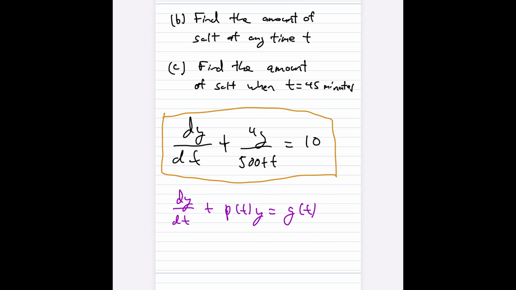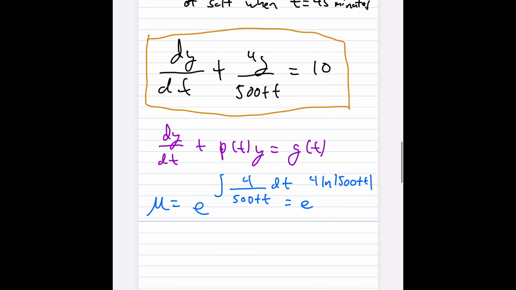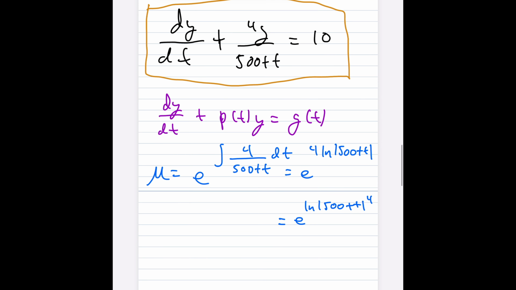But let's go ahead and get started on solving this. We're solving a first order linear equation, so we're going to find our mu, which is e to the integral of whatever's in front of the y. So it's 4 divided by 500 plus t. If you integrate that, you get e to the 4 ln of the absolute value of 500 plus t. I'm going to put the 4 up as an exponent, and the e and the ln just cancel each other out. So you get (500 plus t) to the 4th.